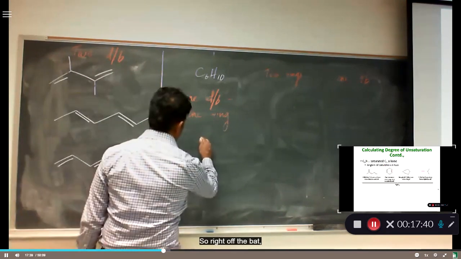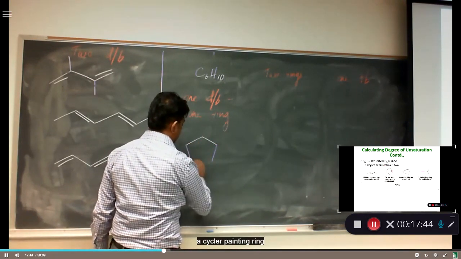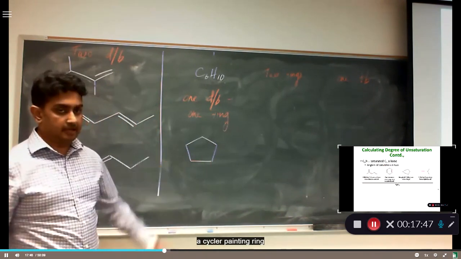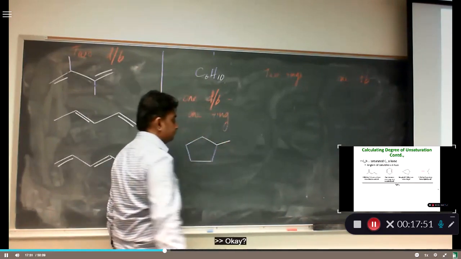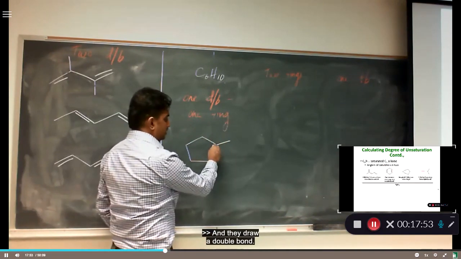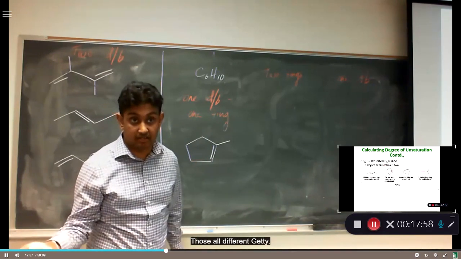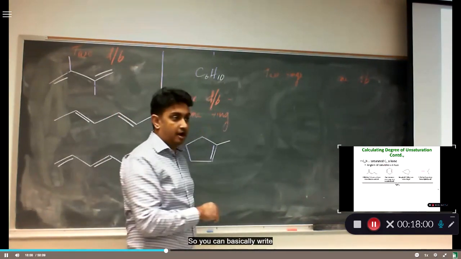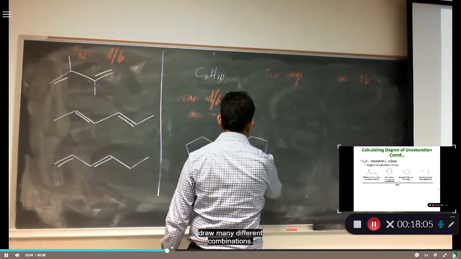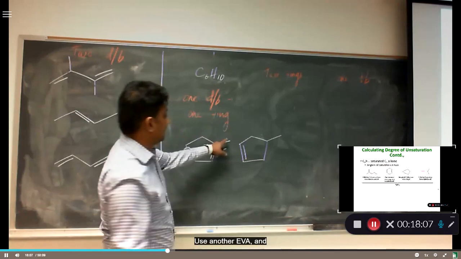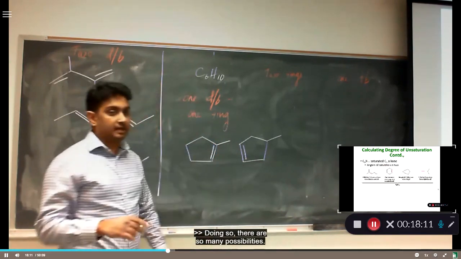Right off the bat, I'm going to draw a cyclopentane ring, that is 5 carbons, and then here is the 6th carbon. Then draw a double bond anywhere. You can put it here, you can put it here. Those are all different. So you can draw many different combinations. Here is another different one. You can even have the double bond outside the ring. So there are so many possibilities.